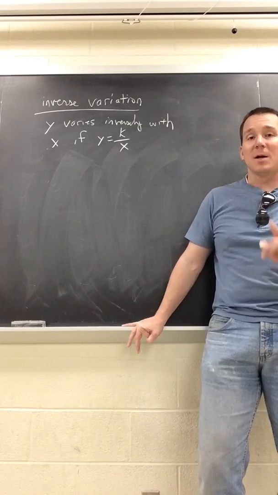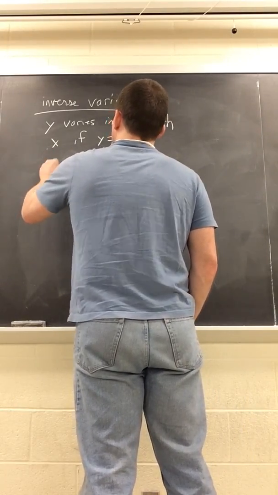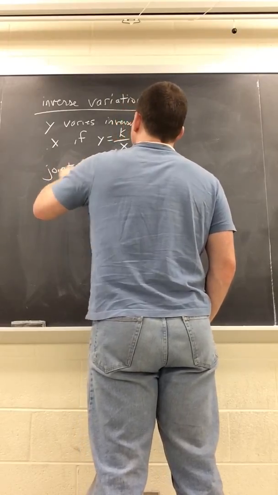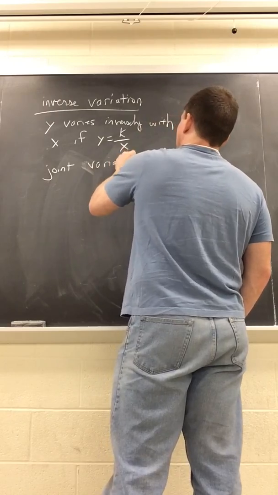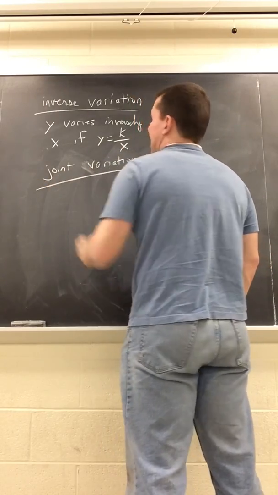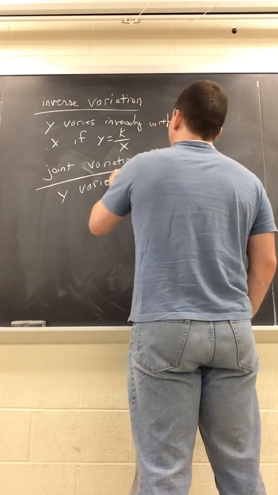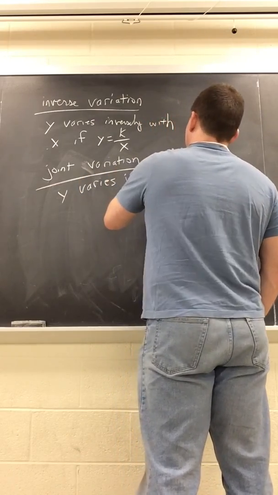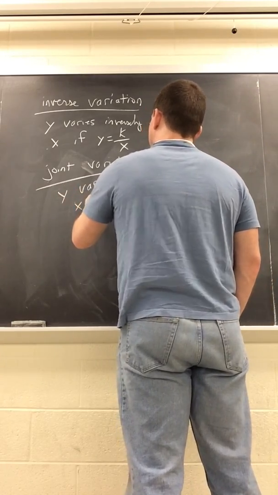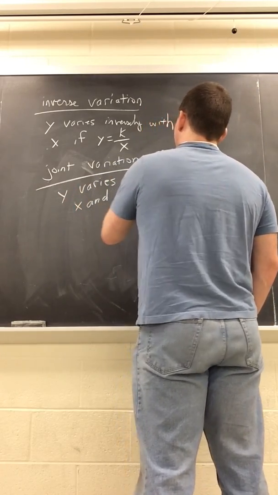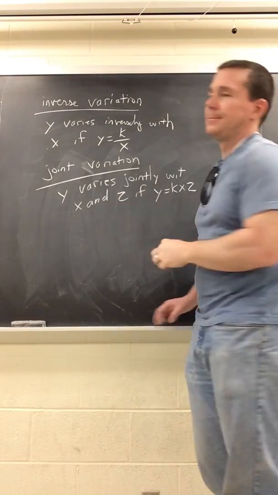But just so we know, there's one more type of variation. There's what's called joint variation, which is also called combined variation, but your book uses joint. And for a definition, y varies jointly with x and z if y equals kxz.